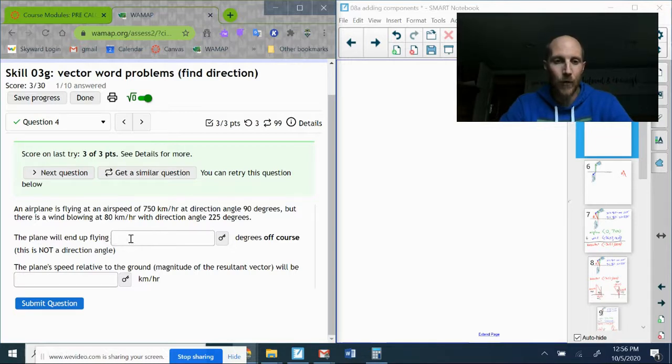Our job is to find out how far off course, and how fast the plane ends up going as the resultant. The airplane and the wind combine to give us a resultant vector. What is the magnitude of that?